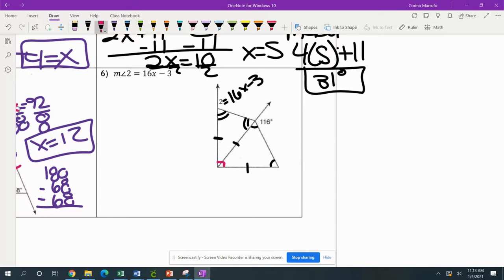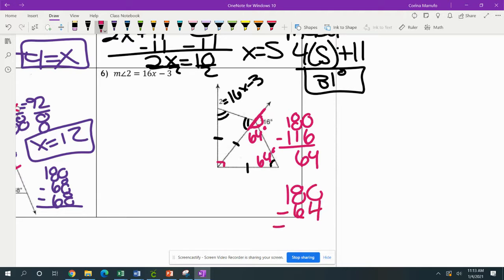So starting off, if this angle right here outside is 116, to find this one, I'm going to do 180 minus 116. Okay, and the reason why I do 180 is, do you see how they make a straight line together? We need to remember that our straight angles are equal to 180. So 180 minus 116 gives us 64. So that means this angle is 64. This angle here is 64. And then I'm going to go ahead and find the third angle. So I'm going to do 180 minus 64 minus 64.